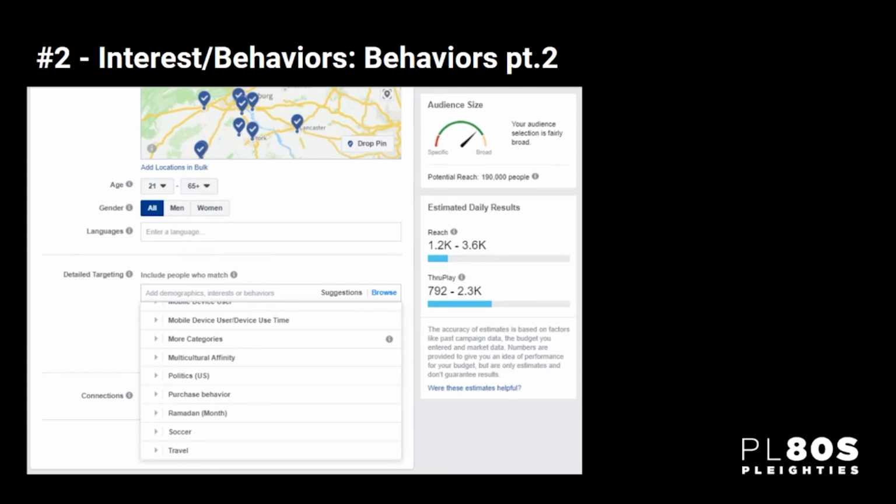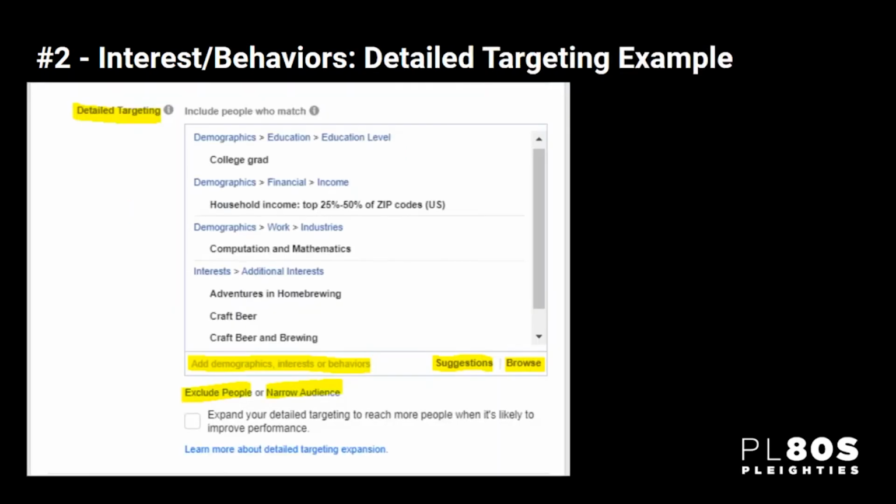You have politics, so you can target based off people's political affiliation, purchase behavior, Ramadan, soccer, and then travel, frequent travelers. Here's just a basic overview example of some detailed targeting that I chose under the demographics and interest base. And again, you can top level just have one, or as I'll explain a little bit later, you can actually layer and target those. That's actually why I have exclude people or narrow audience down there.